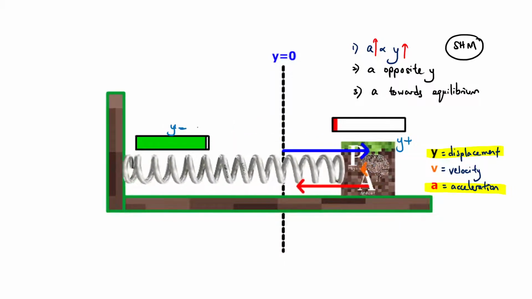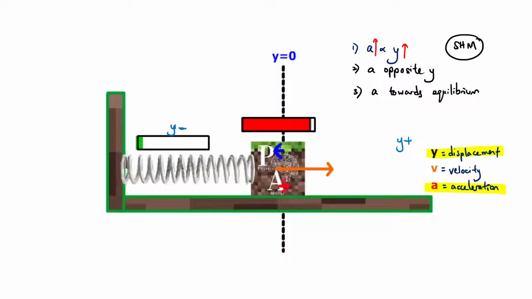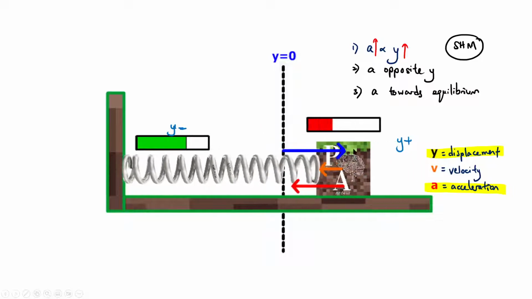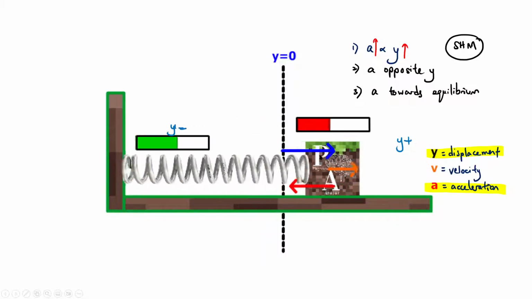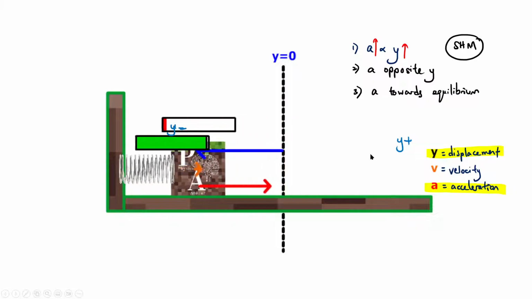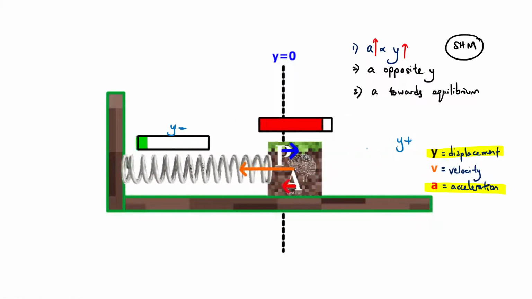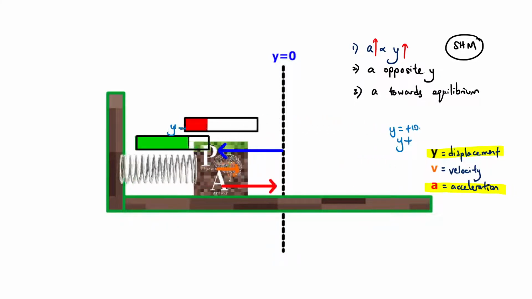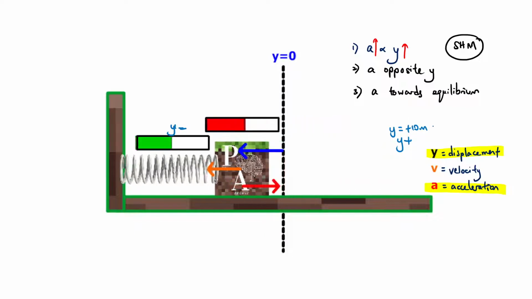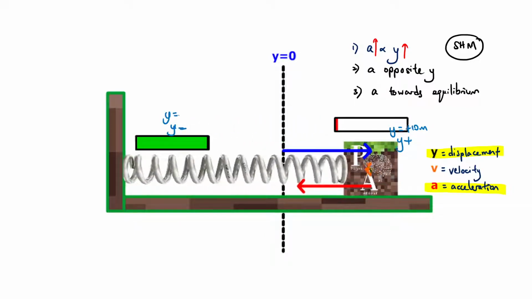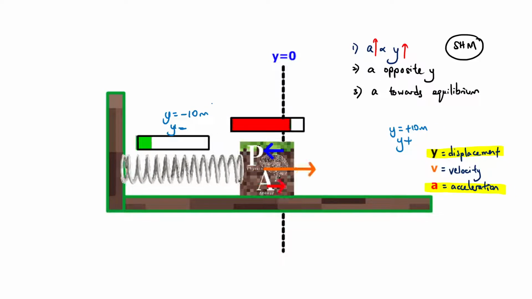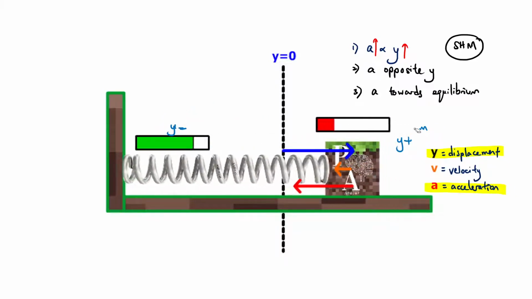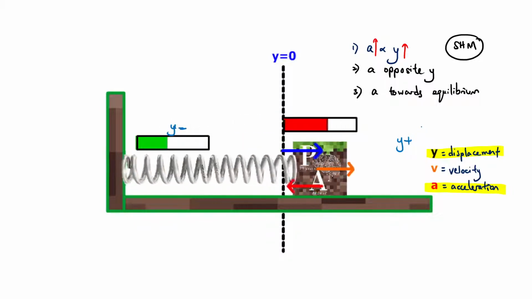Too many animations also. So displacement negative, displacement positive. Can you understand displacement? Good. Sometimes we can write displacement equal to positive 10 meters, maybe 10 meters is the amplitude. Here we can write displacement equal to negative 10 meters like that. We can write it like this.